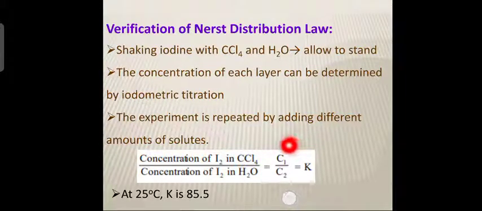You will find that the concentration of iodine in the carbon tetrachloride layer to the concentration of iodine in the water layer, that is C1 by C2, always remains constant. And what is the value of this at 25 degrees Celsius? At 25 degrees Celsius, which means lab temperature, this constant always remains constant. And what is the value of that? 85.5. So this remains constant.